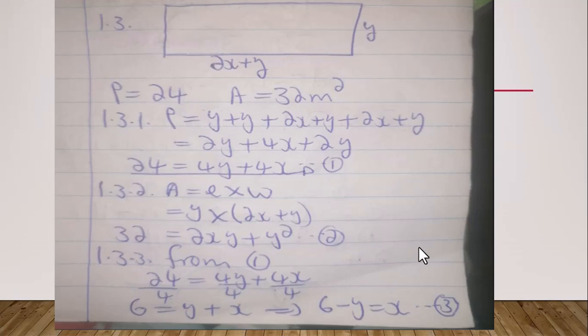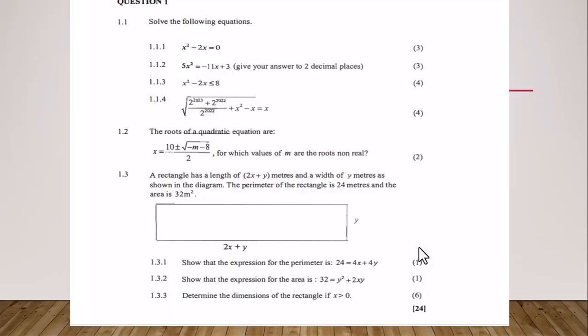All right, let us continue in this. And then in 1.3, we have the following. Let me just take you back just to show you. They said now a rectangle has a length of 2x plus y meters and a width of y meters as shown in the diagram. The perimeter of the rectangle is 24 meters and the area is 32 meters squared. So this is what we have.